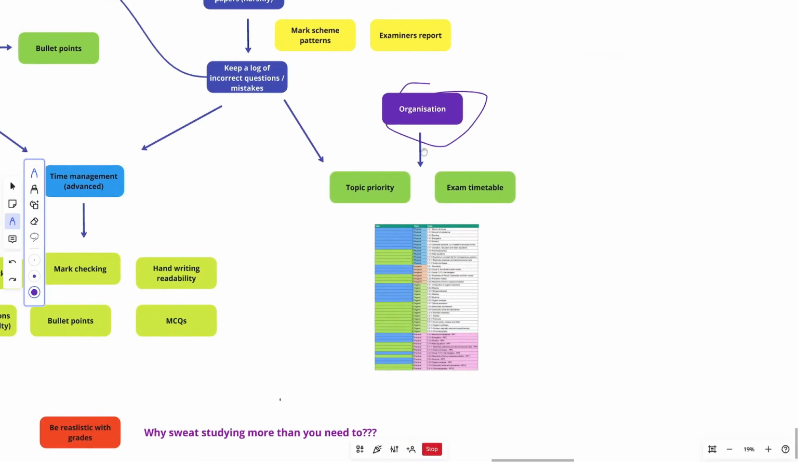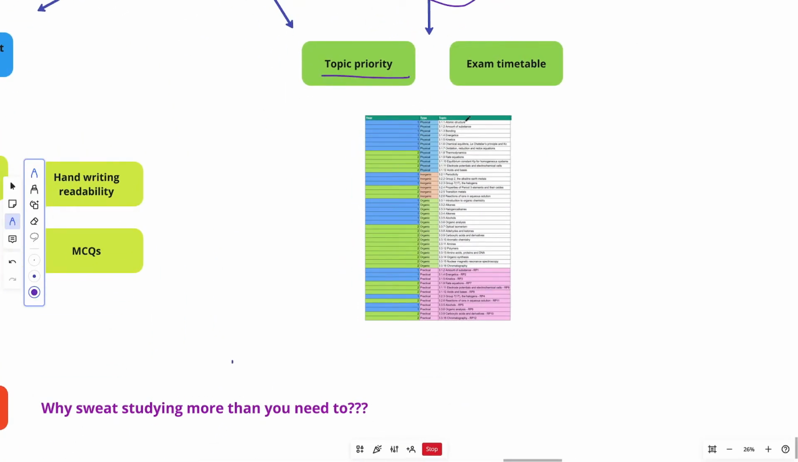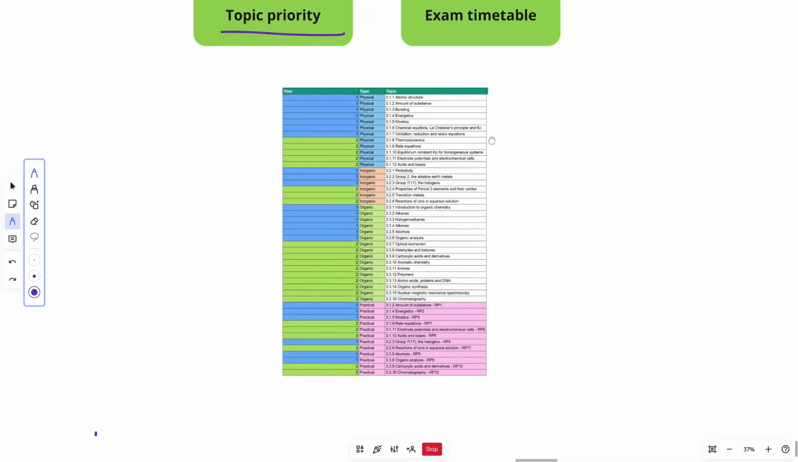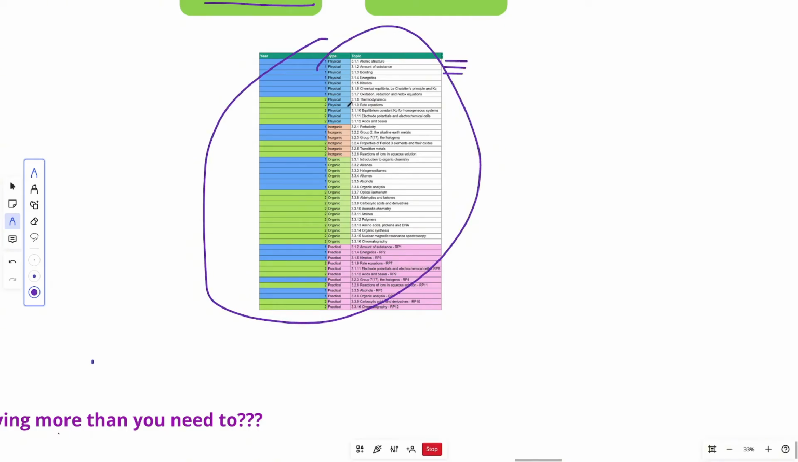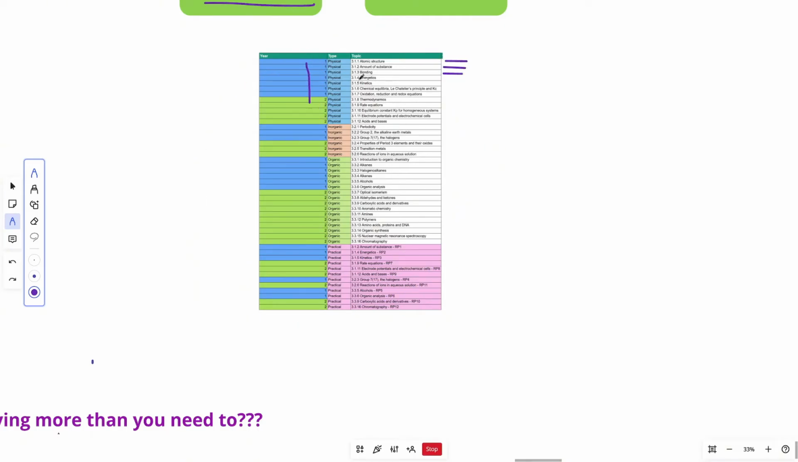From there, you've got to think about topic priority and your exam timetable. This is only really relevant in that May, June time when your exams are actually coming around. But before that, you need to track your performance across each topic. So this is an example for AQA, right? You've got year 1 content, year 2 content, physical, inorganic, organic, practicals. You do the exact same thing for whatever your exam board is.